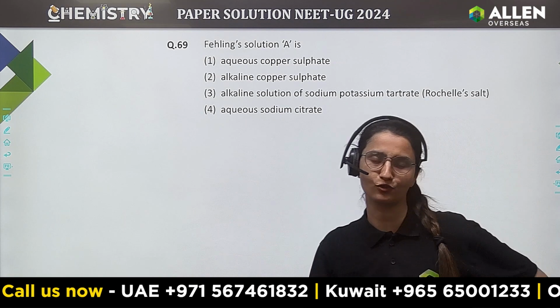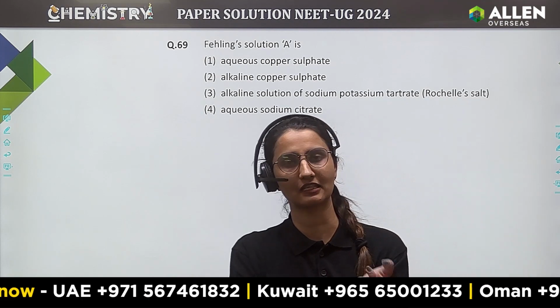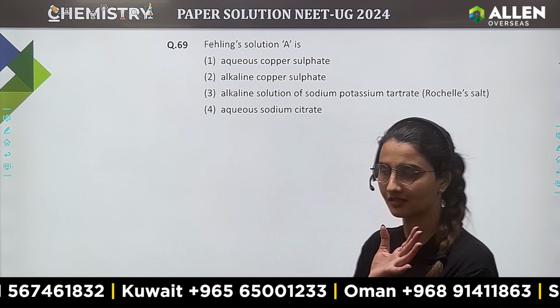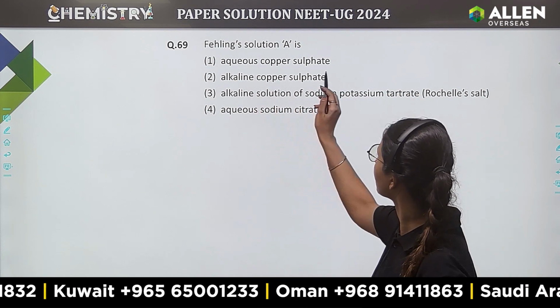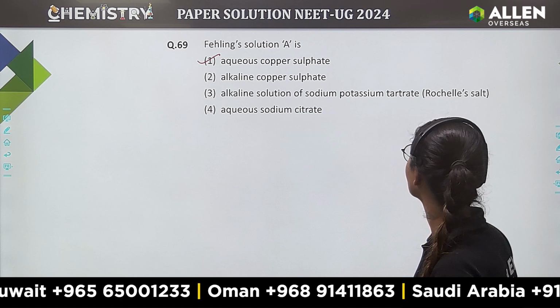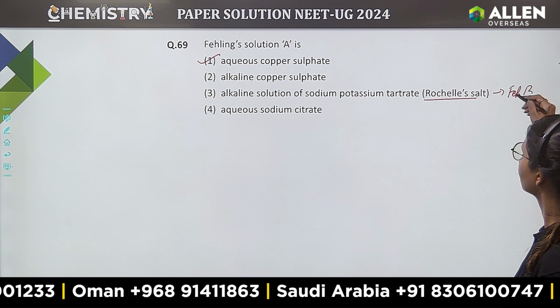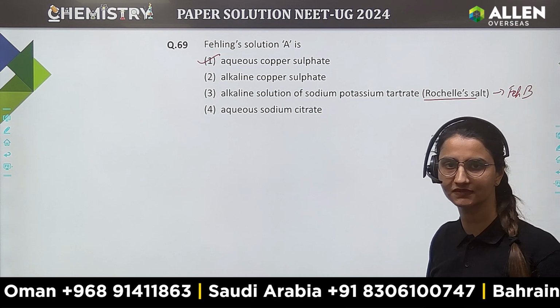Fehling, again a direct question, students. You know Fehling A is your aqueous copper sulfate. Fehling B is sodium potassium tartrate. So Fehling A is what? It is aqueous copper sulfate. This is, students, your Fehling B. Correct? Okay, next.